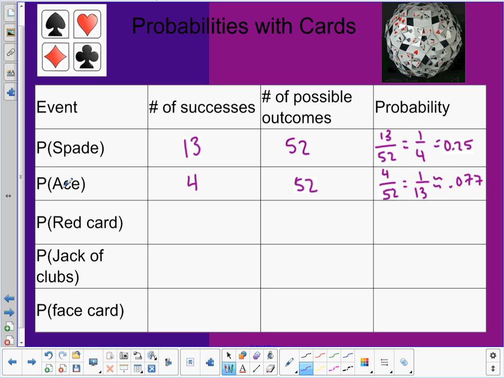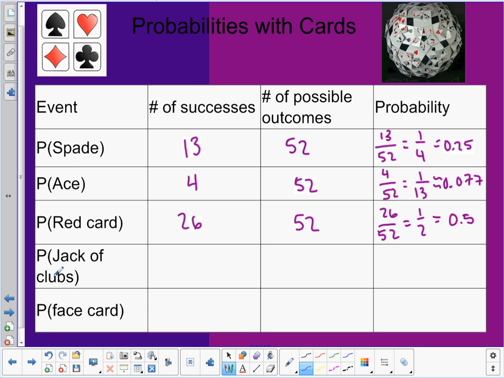You can see quickly how playing things like poker and card games become really difficult because you have really small odds here. Probability of a red card, there are 26 red cards in the deck and there's 52 total. And it should make sense that 26 out of 52 reduces down to a half because half the cards are red. So that's 0.5. If you want to compare that to this one up here, I didn't put my 0 in front, so 0.077, 0.25, 0.5. You can see how small the chances of you getting an ace are.